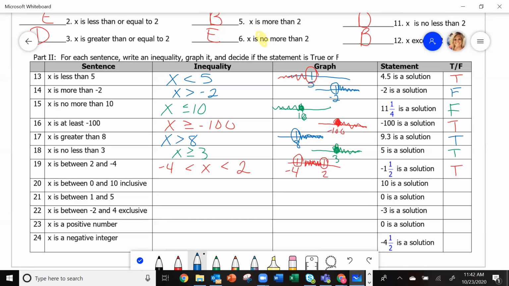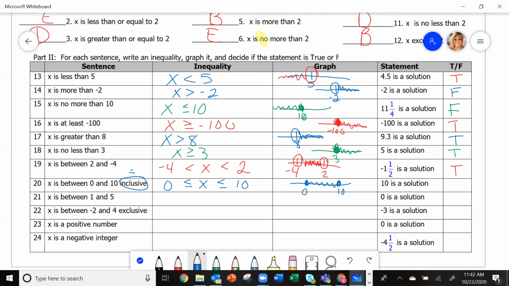The next one, X is between 0 and 10 inclusive. Remember, inclusive means equal to. So I'm going to put the small number to the left, large number to the right. X is between. So arrows always pointing to the left. Since it's inclusive, though, we put the equal to sign. So I'm going to go here. I've got 0. I've got 10. Since it's equal to, it's a colored in circle, and the shading is in between.